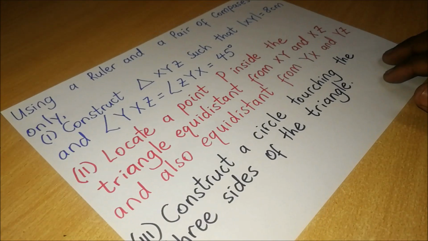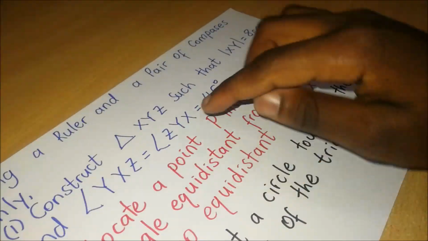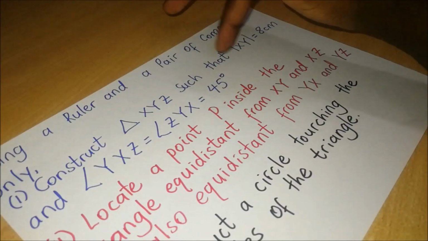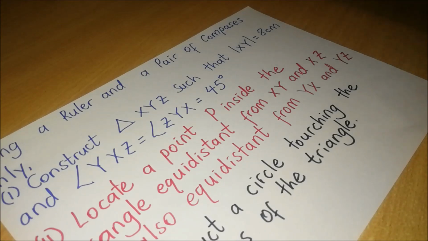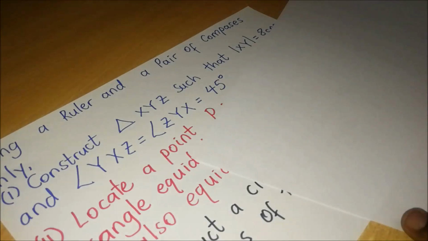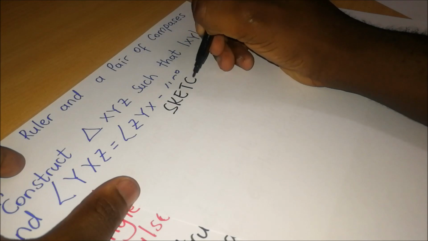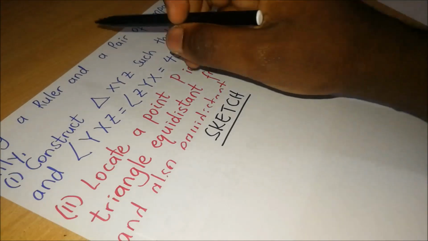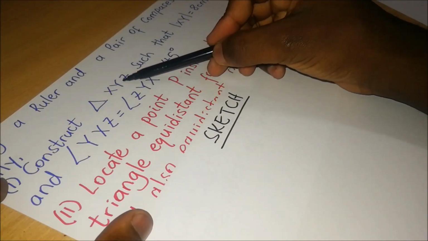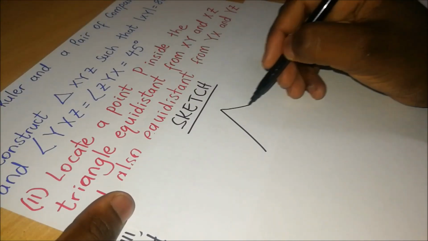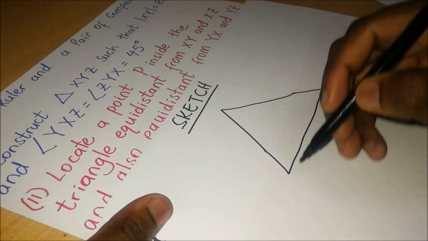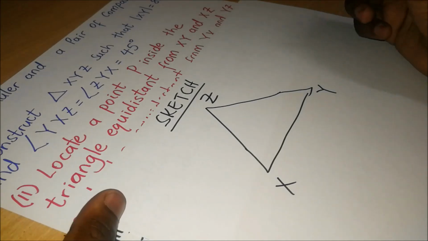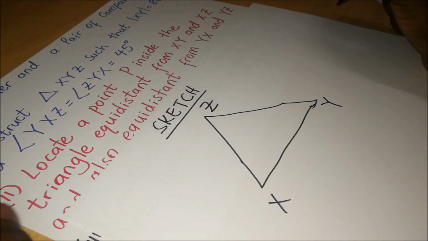So they're telling us here, using a ruler and a pair of compasses only, construct this triangle XYZ such that this is equal to that and that is equal to that and whatever. So again, as usual, we'll begin with our sketch. So looking at this, using a ruler and a pair of compasses only, construct triangle XYZ. So it's a three-sided thing. So it's a triangle XYZ. Don't care about the shape of the triangle as long as it is a triangle.